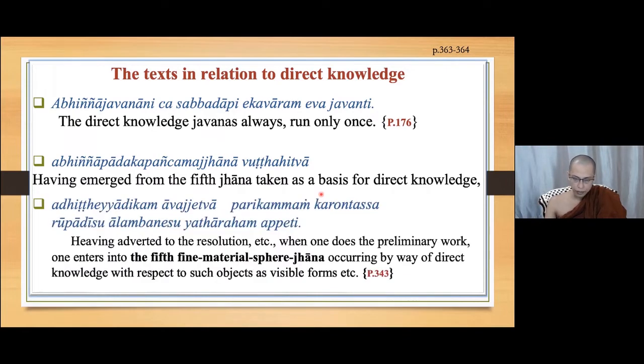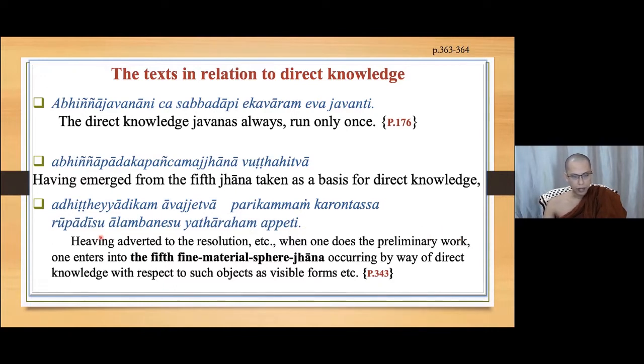Then, after that, what he needs to do, the text mentions adhitthana dika mavajjitva. So, secondly, he needs to make the resolution, etc., having adverted. In order to attain the level of the direct knowledge, he needs to make the resolution. Then parikamma, so he continued his process toward abhinya, the direct knowledge. It means that's the preliminary work. Preliminary work is making the preparation again.